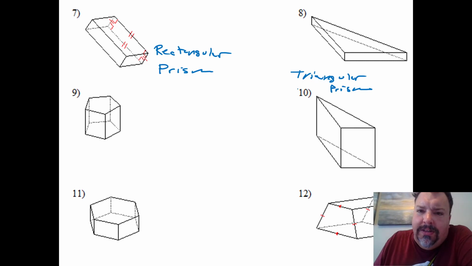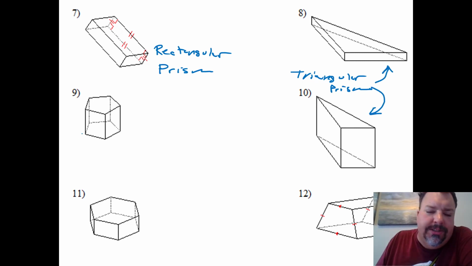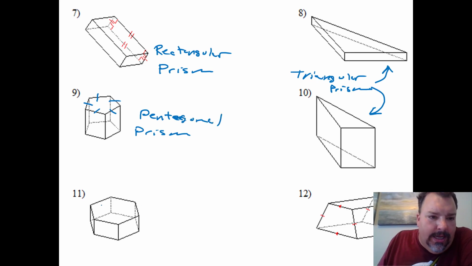The same can be true for number 10. So this is also a triangular prism. So both of these are triangular prisms. Here we have a box shape. This is a prism. And we got to look at the top and the bottom, look at the base to determine which type it is. So it's got 1, 2, 3, 4, 5 sides. This is going to be a pentagonal prism. This one's 1, 2, 3, 4, 5, 6 sides. This is a hexagonal prism.